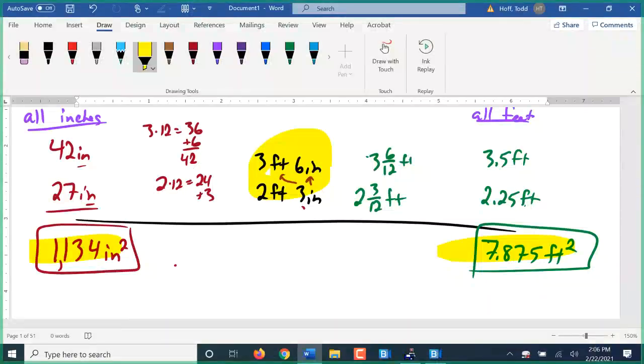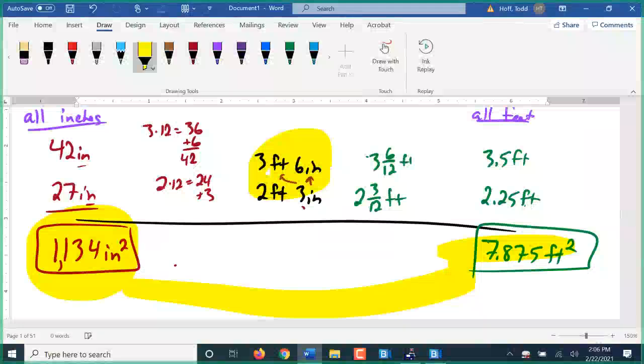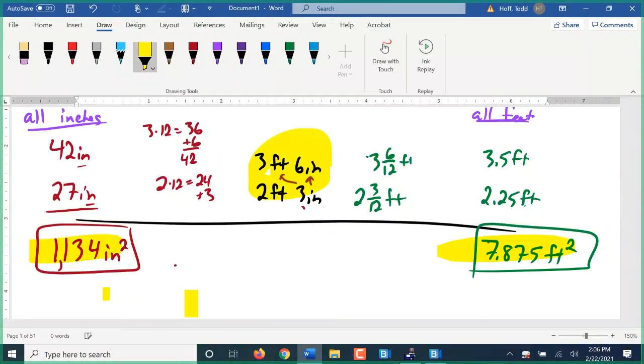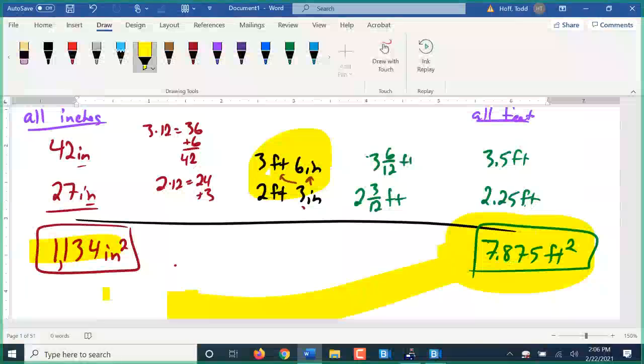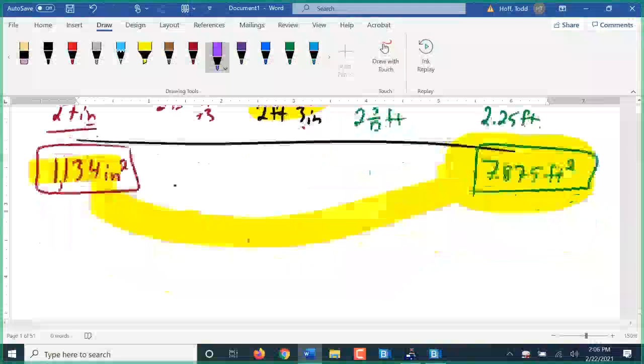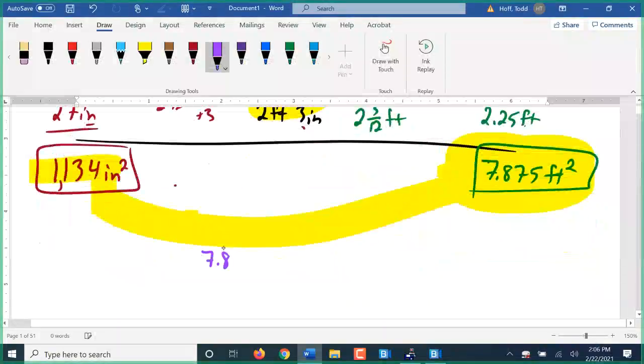The question is, what if we calculated it in inches and we wanted it in feet, or the other way around? What if we calculated it in feet and wanted to get back to inches? Well, the conversion is not what you might think. Start with that 7.875 square feet.